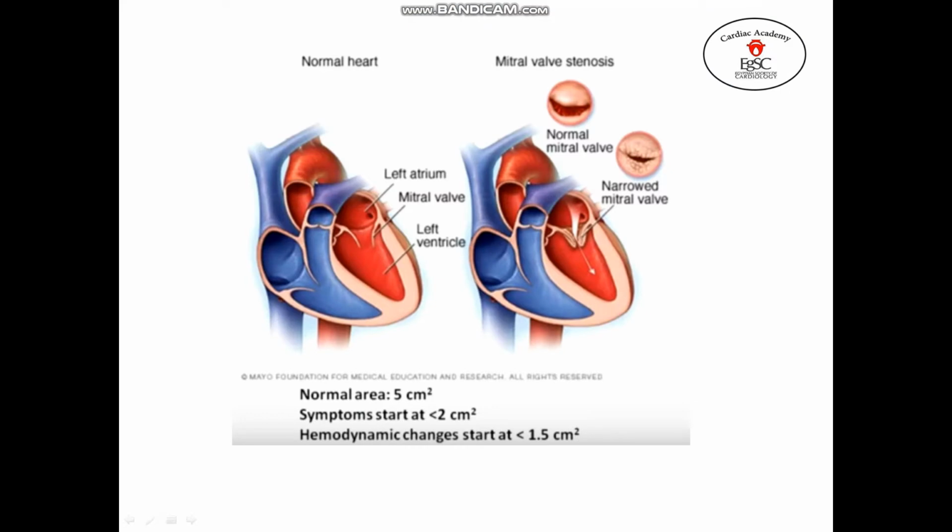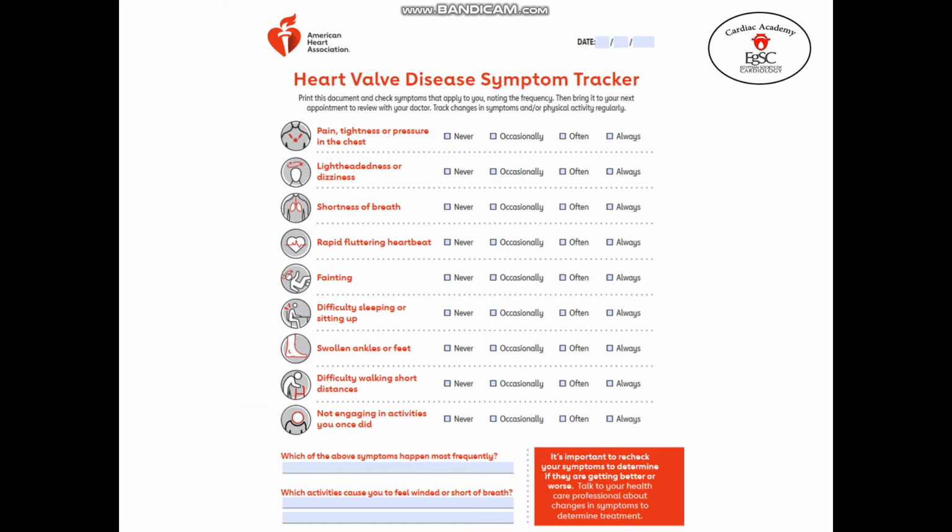We will focus today on mitral valve stenosis. Normal mitral valve area is 5 cm square. Symptoms start if the area is less than 2 cm square, and hemodynamic changes start at less than 1.5 cm square.